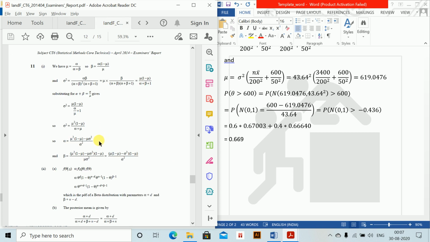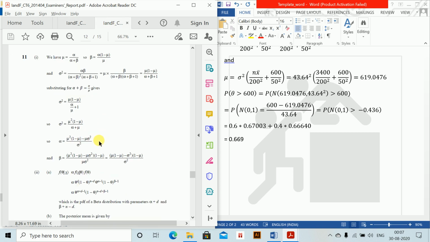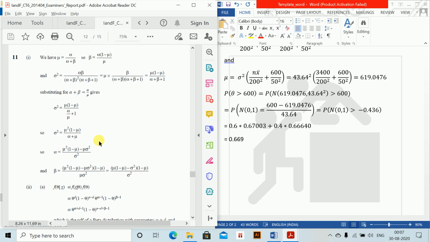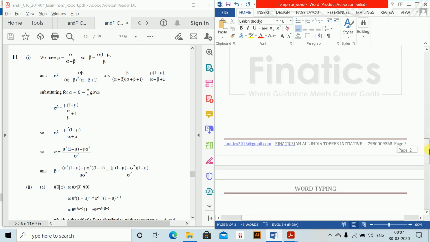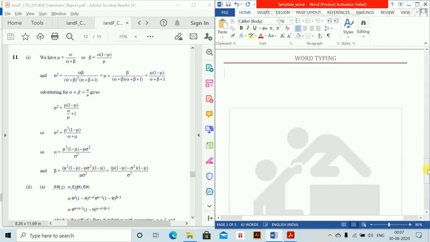This is a big question. Maybe this much mathematical typing will not come in CS1 as they have said, but let's cover it. Doesn't matter if it comes also. Most probably it will come as an MCQ only, but we'll write.